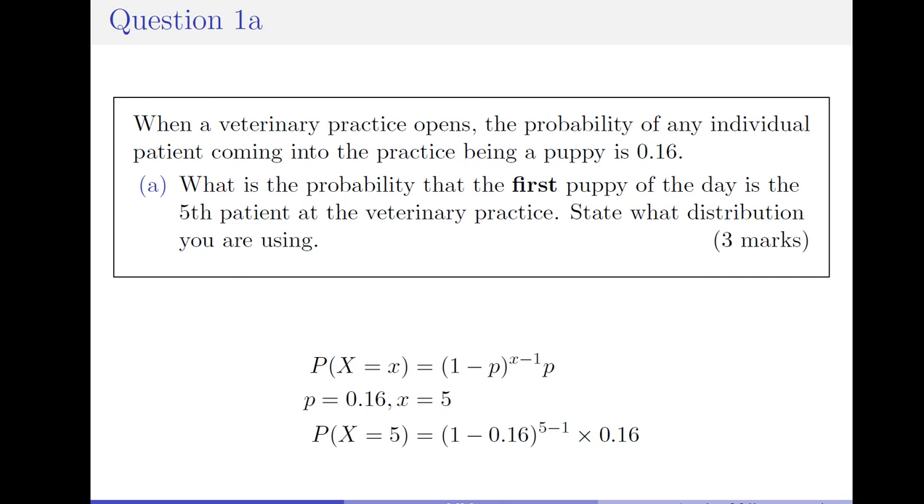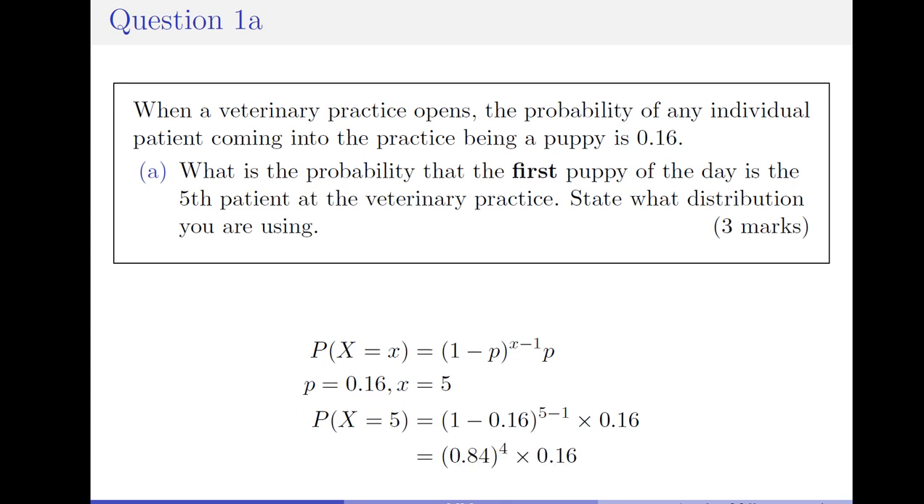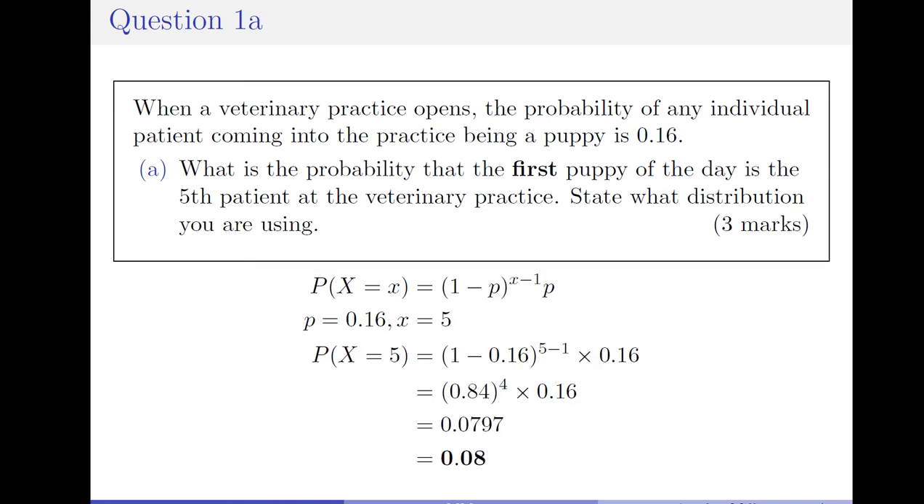And then we just simply tidy that up as done here. 1 minus 0.16 is 0.84, 5 less 1 is 4, and then we finally do that calculation and we give our answer to 2 decimal places. Now you've not been asked how many places to give it to, so somewhere between 2 and 3 decimal places is sufficient. And this is in bold, and that means we've got our final answer here for the question.